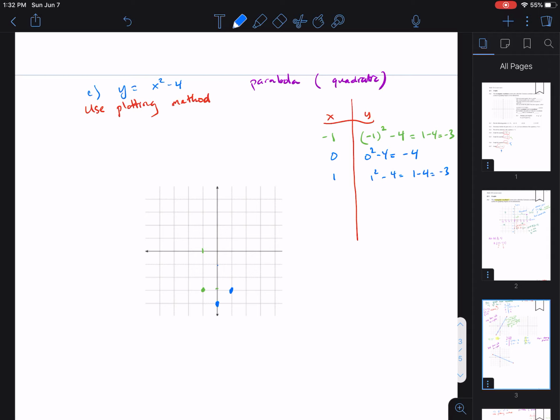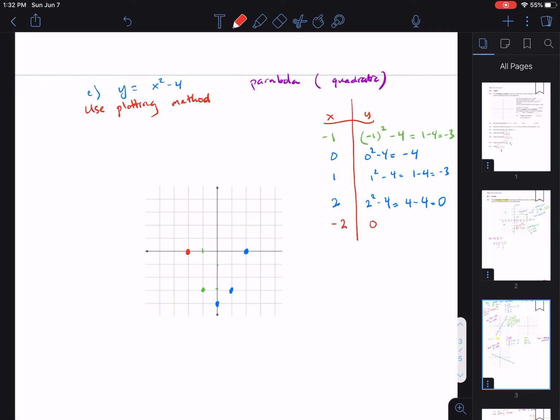Let's pick 2 more points. I'm going to pick a 2. So we have 2 squared minus 4, which is 4 minus 4 equals 0. So when x is 2, y is going to be 0. And I'm going to guess that when x is -2, the y is going to be 0 as well. You can check on that one, okay?